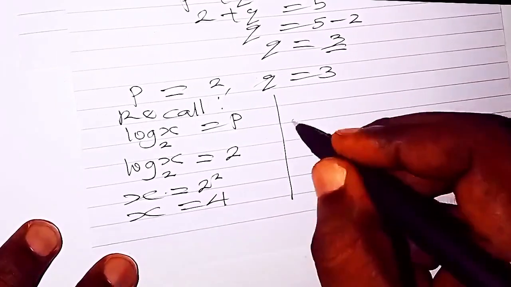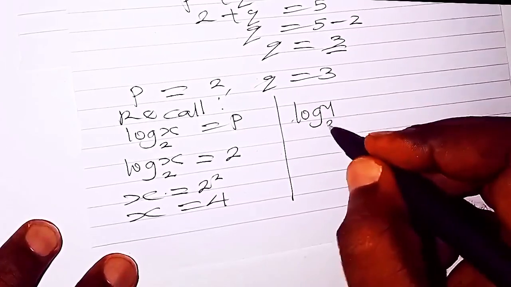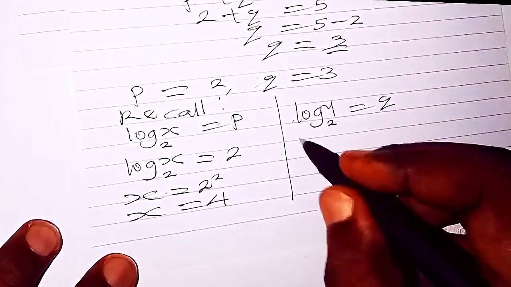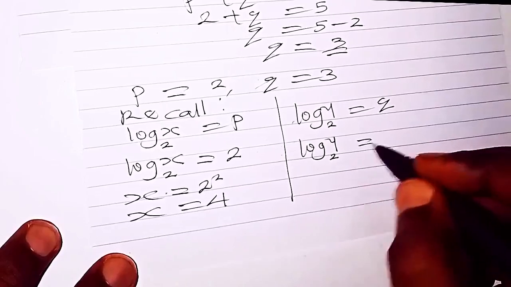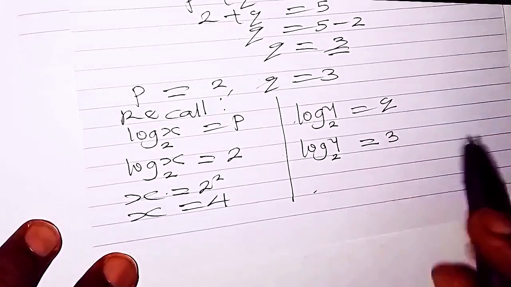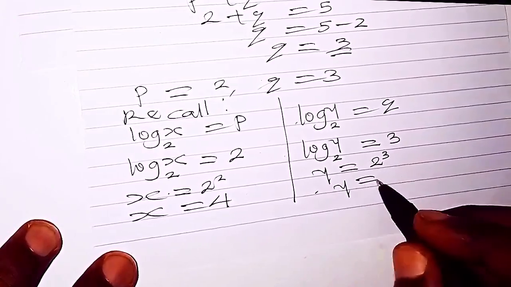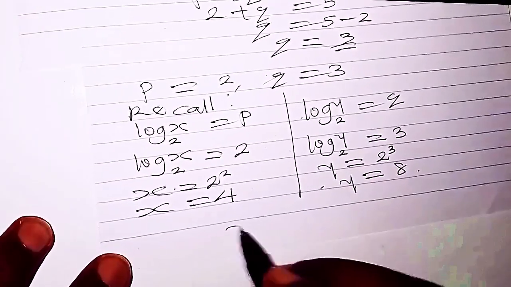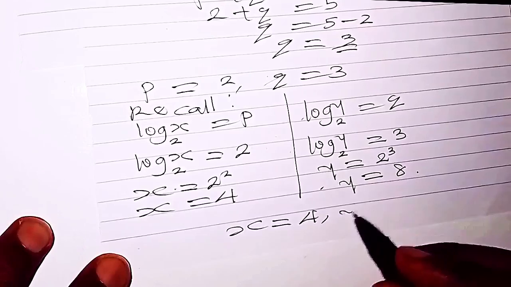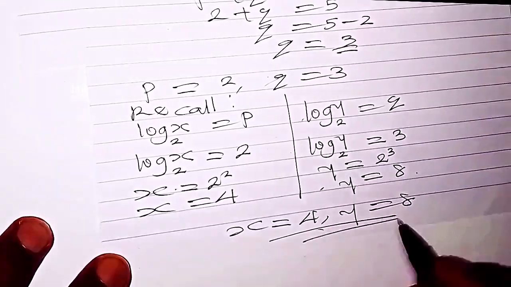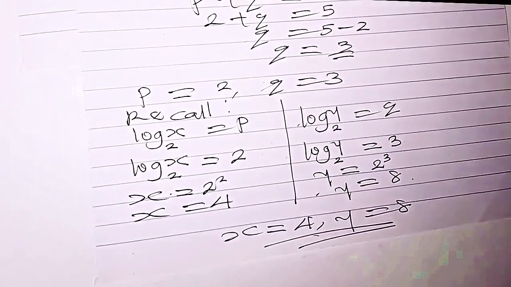In the same vein, recalling log y base 2 to be equal to q. Now that our log y base 2 equal to 3, and then changing this to index form, that becomes y equal to 2 raised to the power of 3, and our y is meant to be 8. Therefore, our x equal to 4 and our y equal to 8. So that is how the values for x and y can be obtained in such log equations.